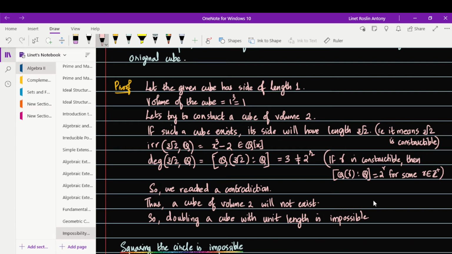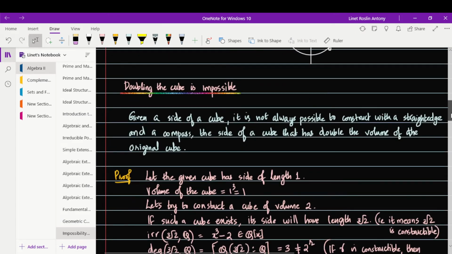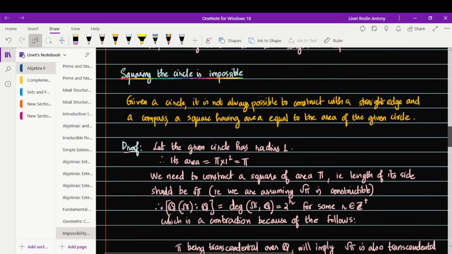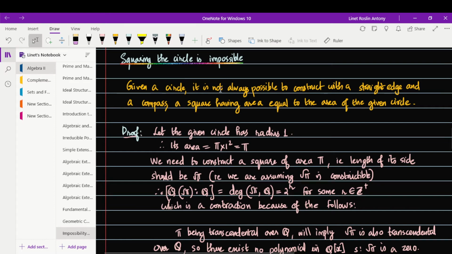So, this is our counterexample which says that doubling a cube is not always possible. Okay. So, the next one is squaring the circle is impossible. We are given a circle. It is not always possible to construct with a straight edge and a compass a square having area equal to the area of the given circle.